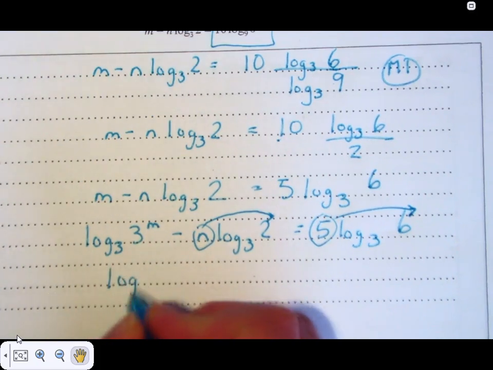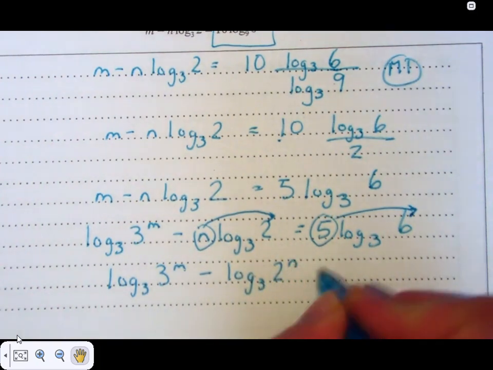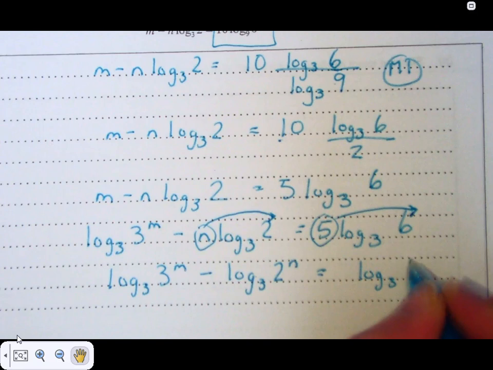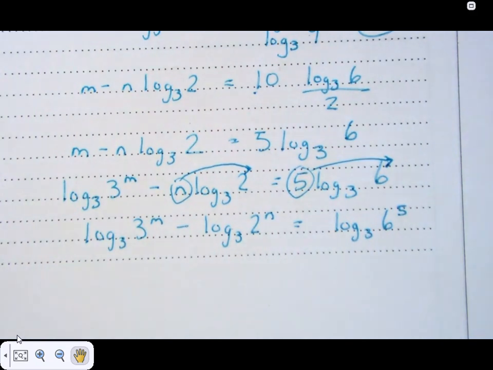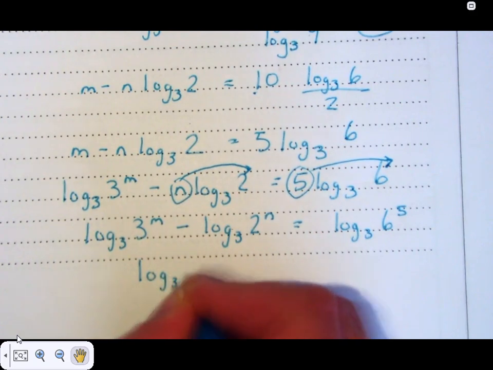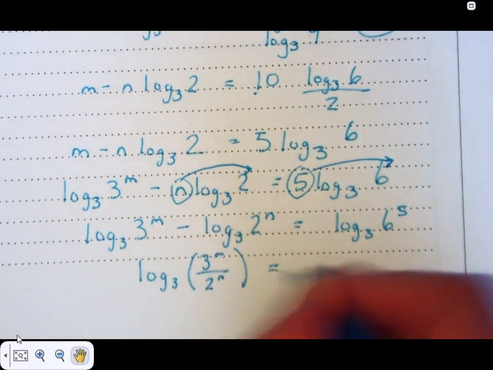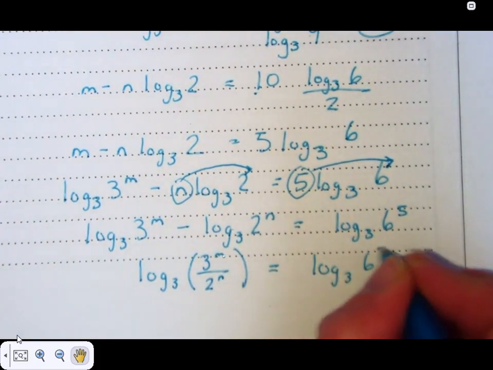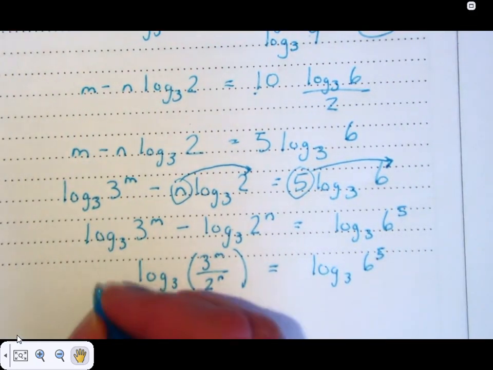So this could be log base 3 of 3 to the m minus log base 3 of 2 to the n equals log base 3 of 6 to the 5. And when it's spread out subtraction, it condenses to be 1 log division. Good. So this would be log base 3 of 3 to the m over 2 to the n. By the way, when you did that, you got a mark.